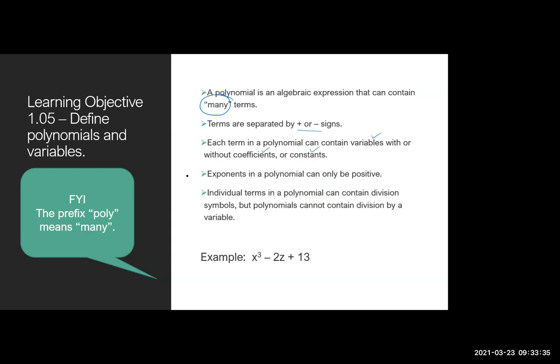But I think this 4th bullet point is key. Exponents in a polynomial can only be positive. And the last criteria, individual terms can contain division symbols, but polynomials cannot contain division by a variable. That's important. And I'm going to show you some examples here in just a moment. So here, the example I have at the bottom is a polynomial. There are 1, 2, 3 terms. There are 2 variables, x and z, and 1 constant, 13.